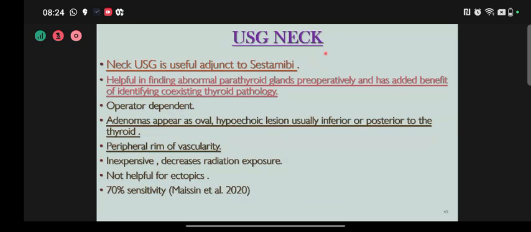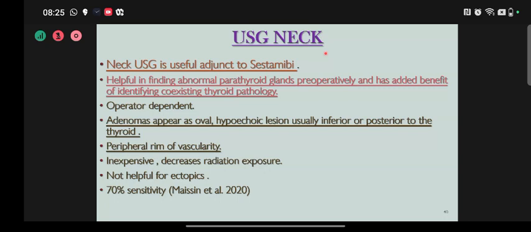Then coming to neck ultrasound, it is a useful adjunct to sestamibi. It is helpful in finding abnormal parathyroid glands preoperatively and has the added benefit of identifying coexisting thyroid pathology. It is operator dependent. Adenomas appear as an oval hypoechoic lesion, usually inferior or posterior to the thyroid. There is a peripheral rim of vascularity sign in the ultrasound neck, due to the vascularity of the thyroid artery, which supplies the parathyroid on the periphery.